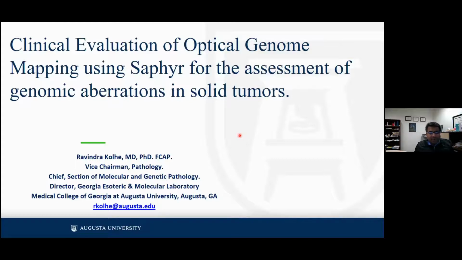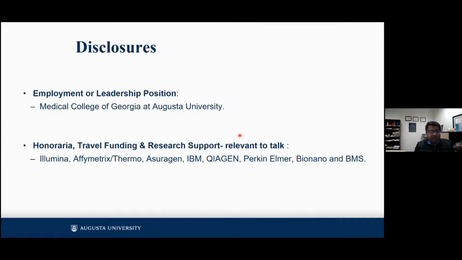I'm a pathologist at Medical College of Georgia at Augusta University, and I'm going to talk about our experience of using optical genome mapping on Saphyr for assessment of solid tumors, especially adult brain tumors, because that's our tumor of interest. These are my relevant disclosures.